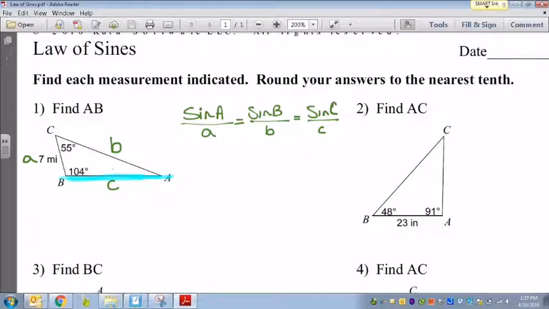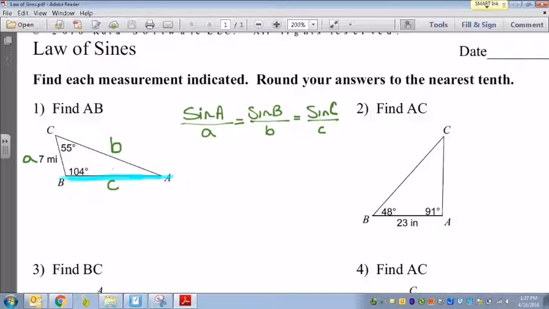And this is true for all the angles and sides in the triangle. So sine of angle A over side a is proportionate to sine of angle B over its side b, which is proportionate to sine of angle C over side c. Because think about it. If this 104 degrees were to get bigger, let's say it was 110 degrees, side b would also get bigger. Okay? So the sides and angles are proportionate to each other. All right, that's the first thing we need to know.